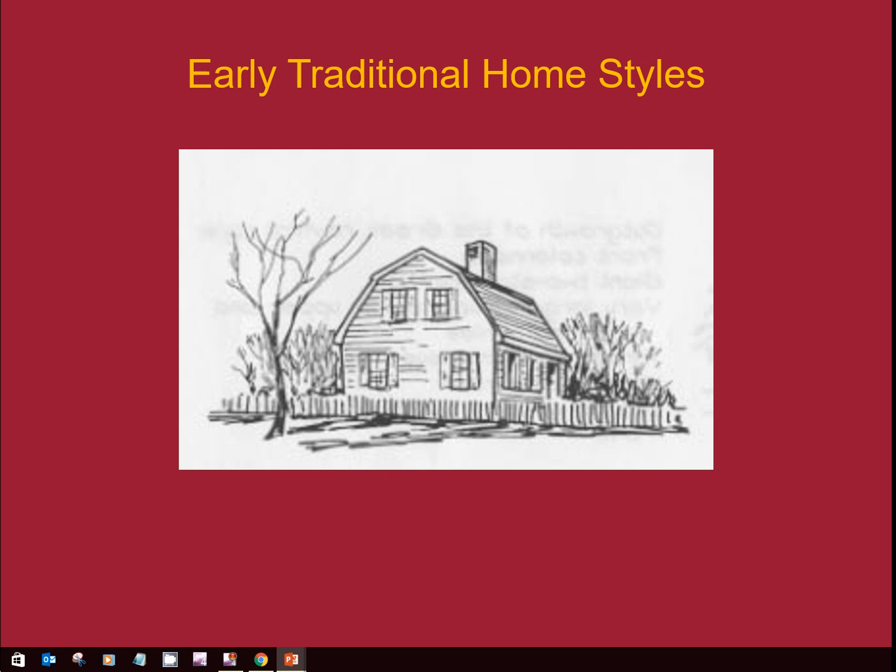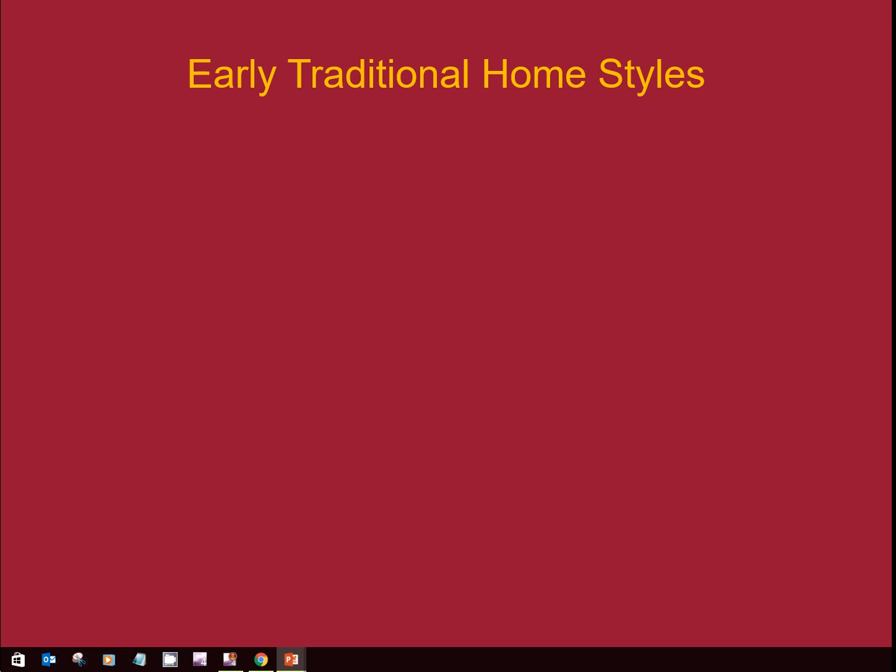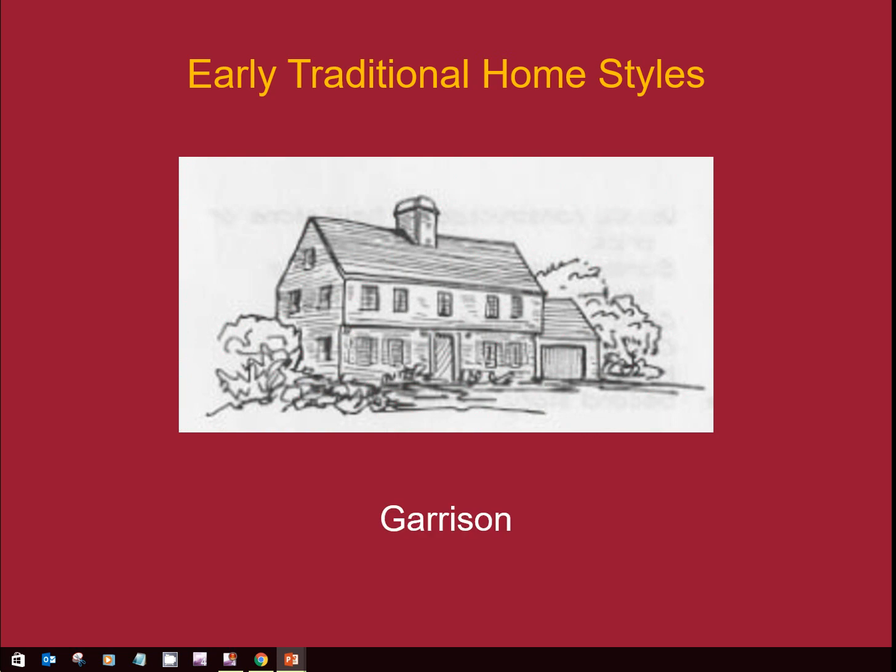And here we have an example of what's called a Cape Ann, which is similar to the Cape Cod, except for it had a gambrel roof. And typically these were not symmetrical across the front, but the doorway, the entryway was at one end of the house. Okay, but it did have a gambrel roof. Okay, here we have what's called a Garrison style home.